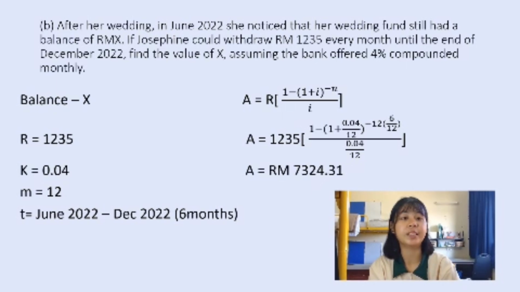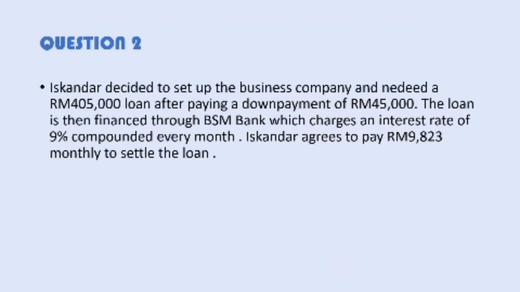For the question, we'll be using the formula annuity A because value X is at the early part of the timeline. Looking at the question, we can extract that R is 1,235, K would be 0.04 because the bank offers 4%, and M would be 12 because it's compounded monthly. After writing the formula, we can insert all the information that we found, and A would be 7,324 and 31 cents.